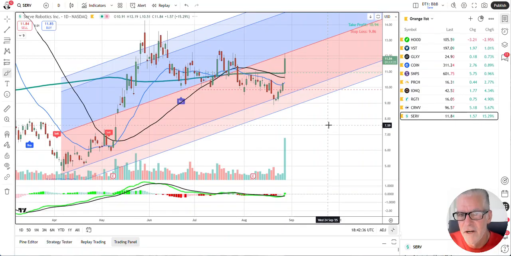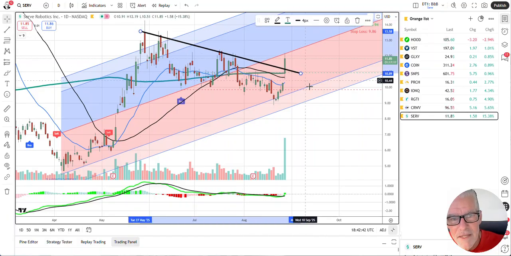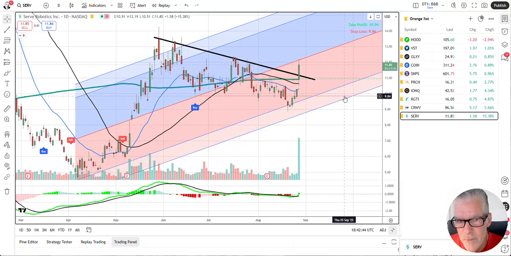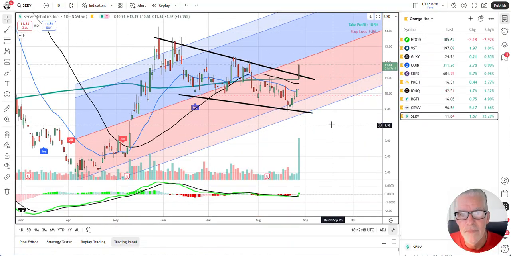So SCRV, also some good call flow. I don't know anything about the company other than it is in the robotics space, and it is showing a fresh breakout today. So this is a good-looking move. It's not a clean uptrend with the stacked MAs, but it's a nice uptrending LRC. We're back above the 200 period moving average.